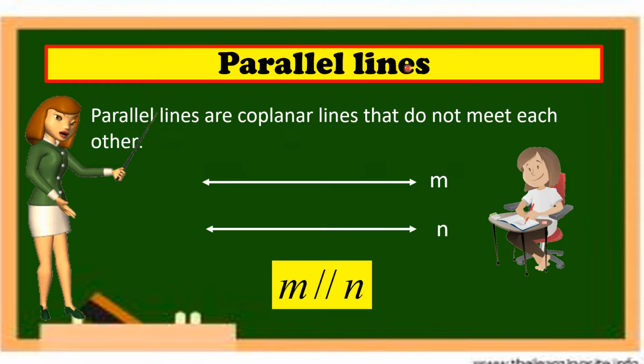So we have parallel lines. Parallel lines are coplanar lines that do not meet each other. This is line M. This is line N. No matter how we extend them, the two lines will not meet each other. So line M is parallel to line N. The two vertical lines are the symbol of parallel lines. So again, M is parallel to N.